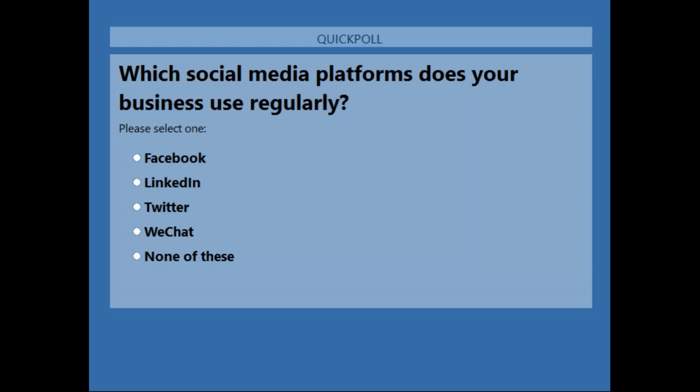53% of today's attendees are saying Facebook, 30% are on LinkedIn, 14% on Twitter. Nobody loves WeChat at the moment, and nobody is saying none of these.